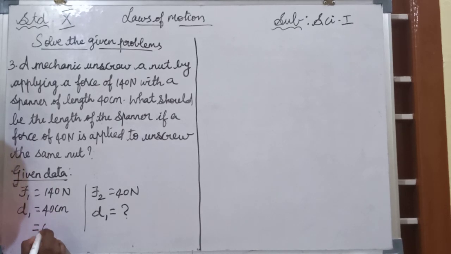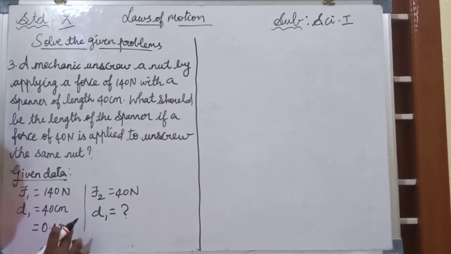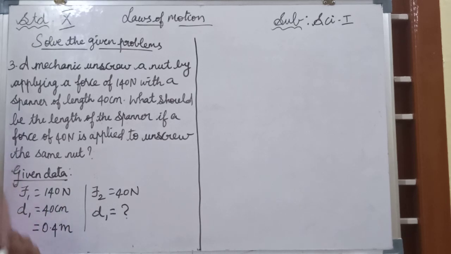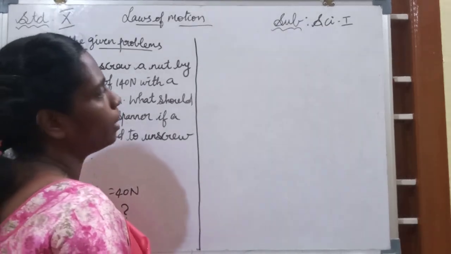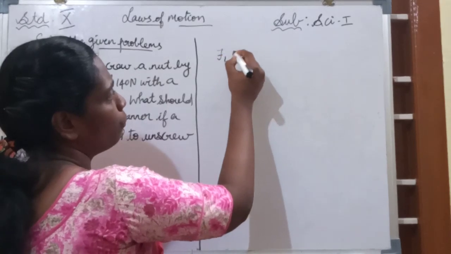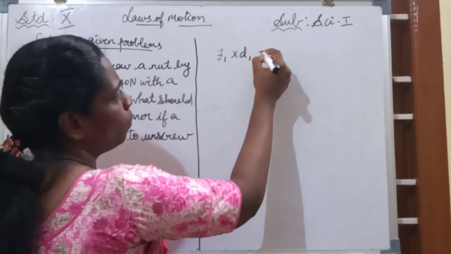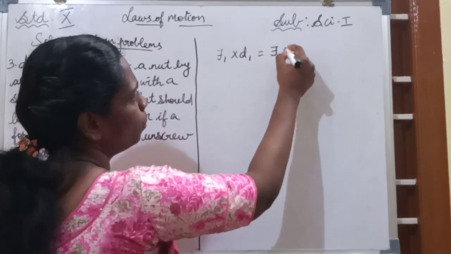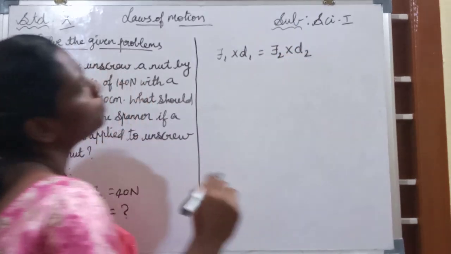So we are going to convert it into meter, in the sense my distance will become 0.4 meter. So you have to divide it by 100, so that you get 0.4 meter. Now we are going to use the principle of moments formula. You all remember, F1 into D1 is equal to F2 into D2.